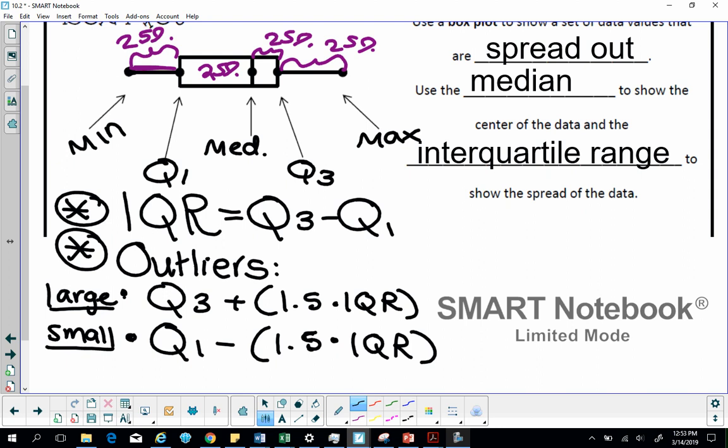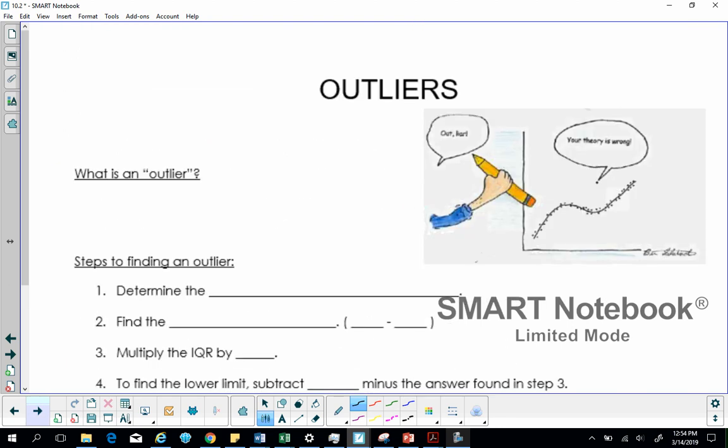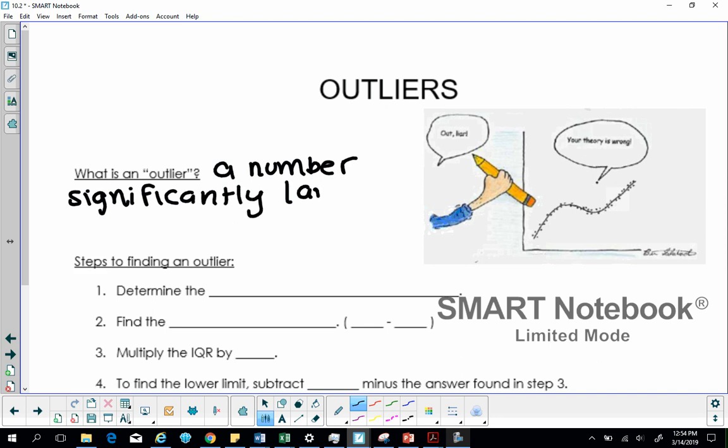So this is just to find your outliers. I'm going to start with that actually. I just want you to write the formulas down, times IQR. And I want you to go to that packet that you took. We're going to start with the last page where it says outliers. We'll start with the harder part first. So what is an outlier? An outlier is a number significantly larger or smaller than the rest of your data.